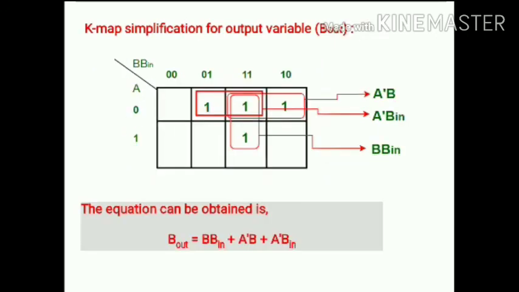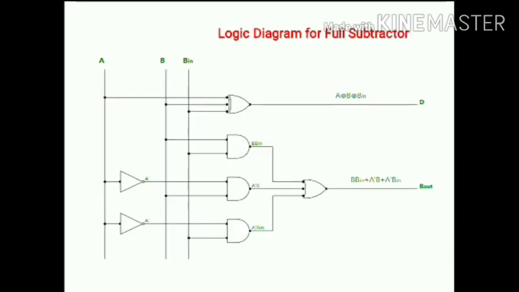In the same way, draw the K-map for the output variable B out. The equation obtained from this K-map is borrow out equal to B in plus A bar B plus A bar B in. So this is the logic diagram for the full subtractor.